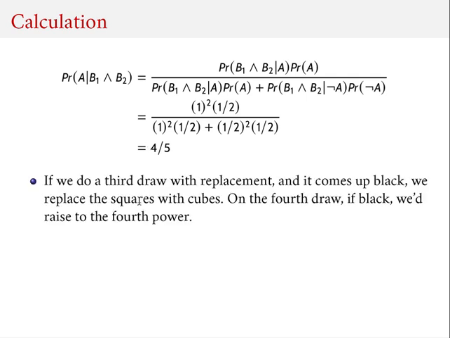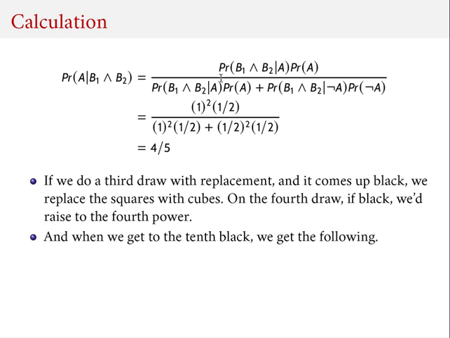Now, if we do a third draw with replacement and it comes up black, what we do is we replace the squares here with cubes because we multiply 1 by 1 again by itself. So we'd have B1 and B2 and B3 as a conjunction here. And because, again, all of the draws are independent, because we're assuming that we're drawing with replacement, we simply multiply the probability of each conjunct given the hypothesis.